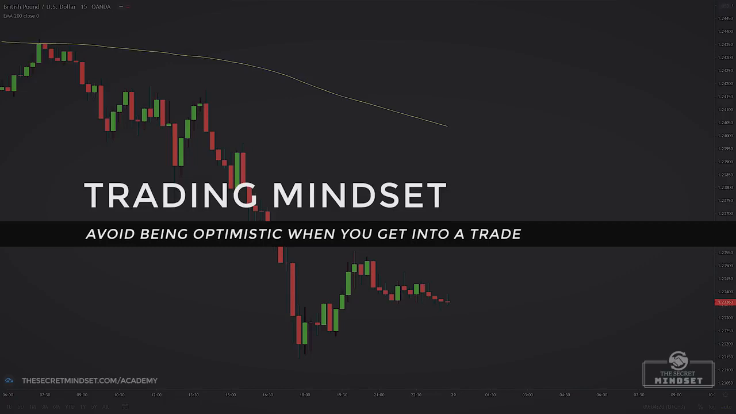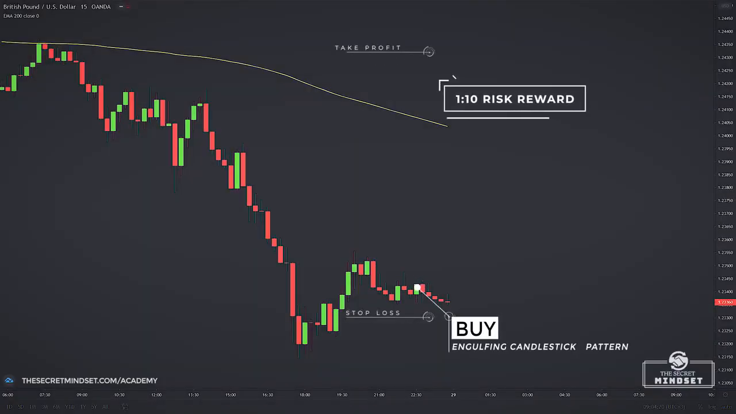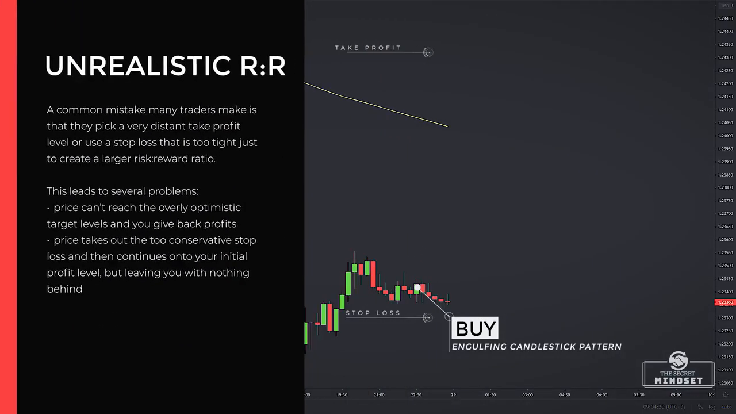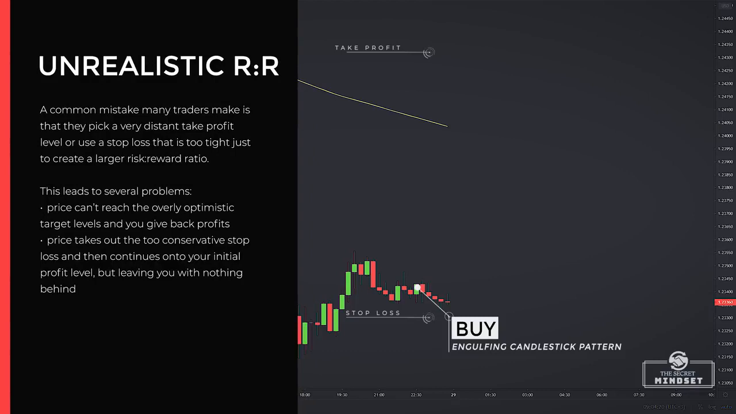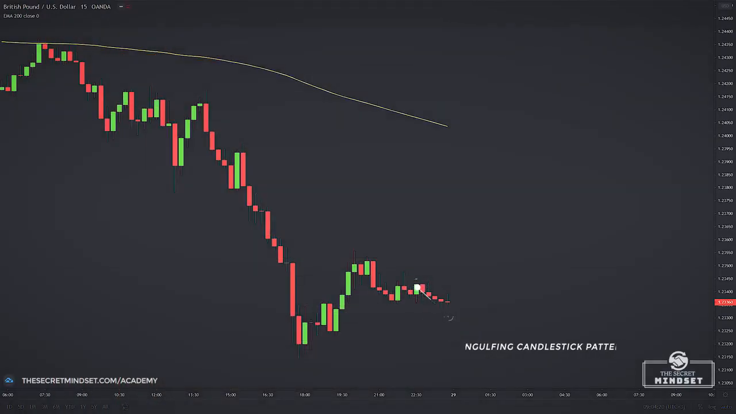A common mistake many traders make is that they pick a very distant take-profit level or use a stop-loss that is too tight, just to create a larger risk-to-reward ratio. Of course, this leads to several problems and eliminates all of the potential benefits the risk-to-reward ratio has. First, price can't reach the overly optimistic target levels and you give back profits. And secondly, price takes out the too conservative stop-loss and then continues to your initial profit level, leaving you with nothing. In both cases, the trader has created the illusion of a potentially lucrative trade.